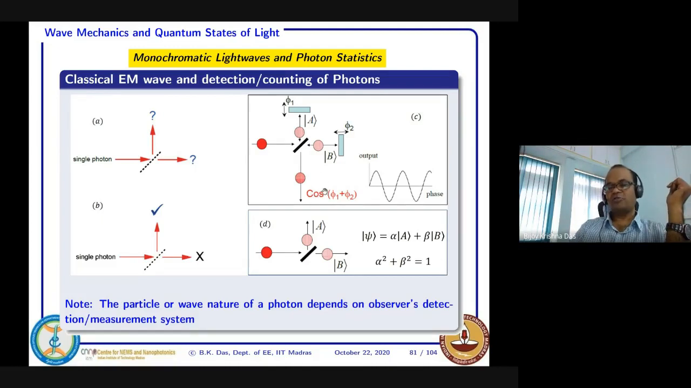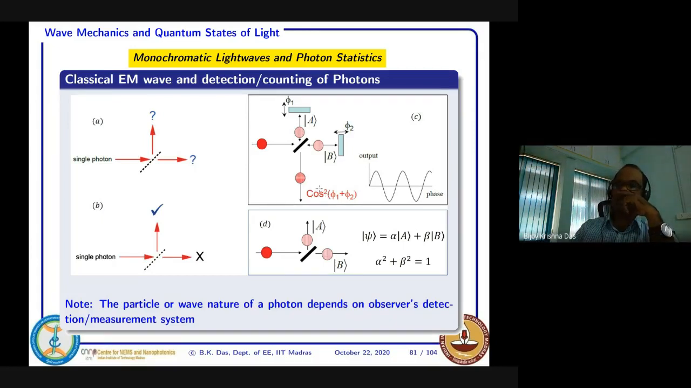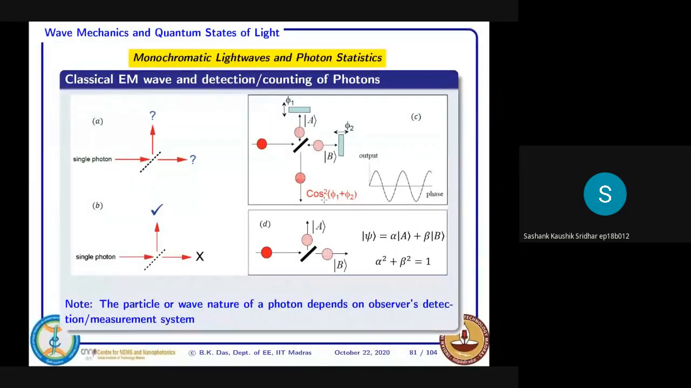So this cos square for a single photon, what do we say? We cannot say less than 1 of a photon. What is this cos square then? I will ask someone. Sasank, go ahead. Yeah, it's the probability that the photon will go through that path of the interferometer.